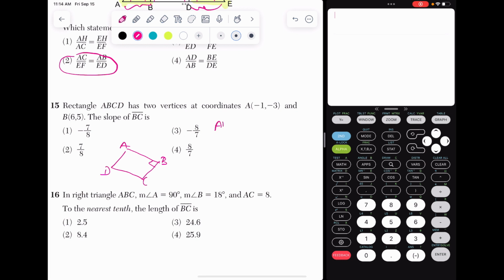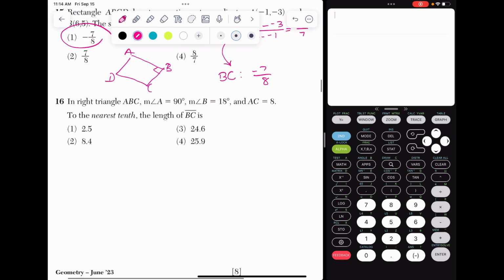But let's find the slope of AB. So y2 minus y1 over x2 minus x1, I get 8 over 7. But we want basically the negative reciprocal of that. So BC's slope will be -7/8, which is choice 1.